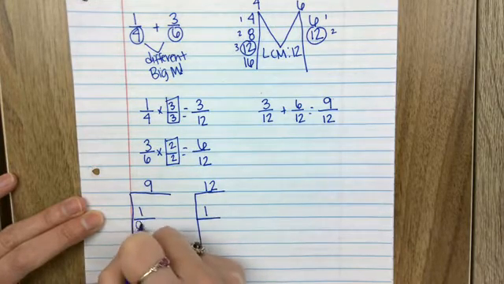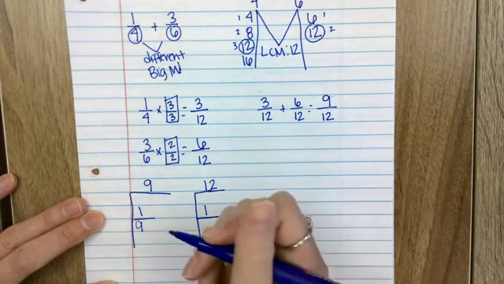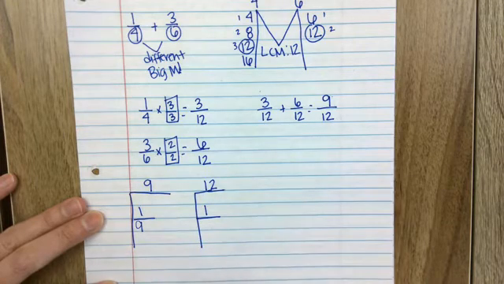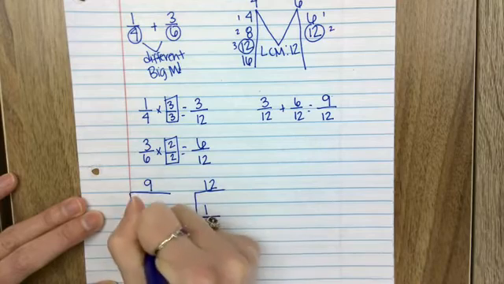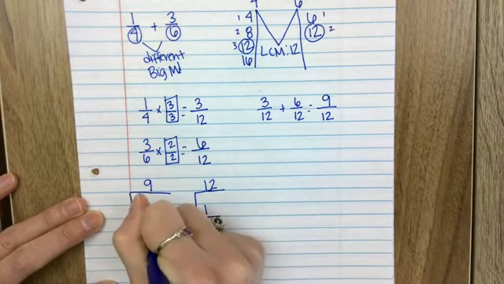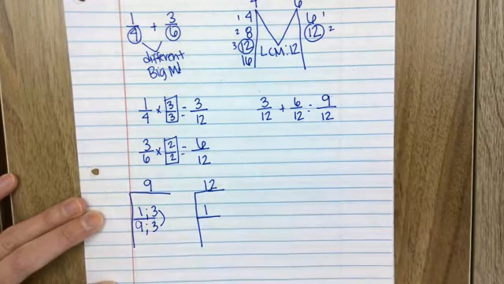1 times 9 equals 9. I cannot multiply 2 and make 9 because 2 is an even number, and we can't multiply an even number by another whole number to create an odd number. So let's look at 3. 3, 6, 9. It took 3 3s in order to make 9. Since I have 3s here, we're all done.